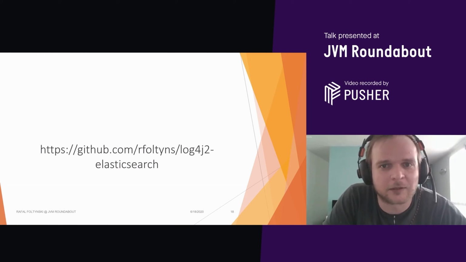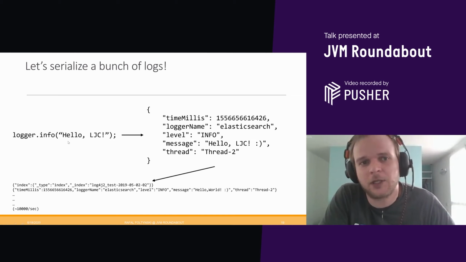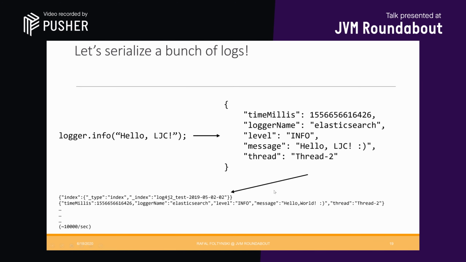So I've developed a library called log4j2 Elasticsearch, which is a log4j2 appender that is capable of pushing logs in batches to Elasticsearch directly from your application. Once you log a line in the logger, it eventually gets serialized into a JSON, and then it gets appended to a bigger batch of objects, because Elasticsearch doesn't really like indexing a lot of single documents. Once you send these documents in bulks, it's very efficient to process.